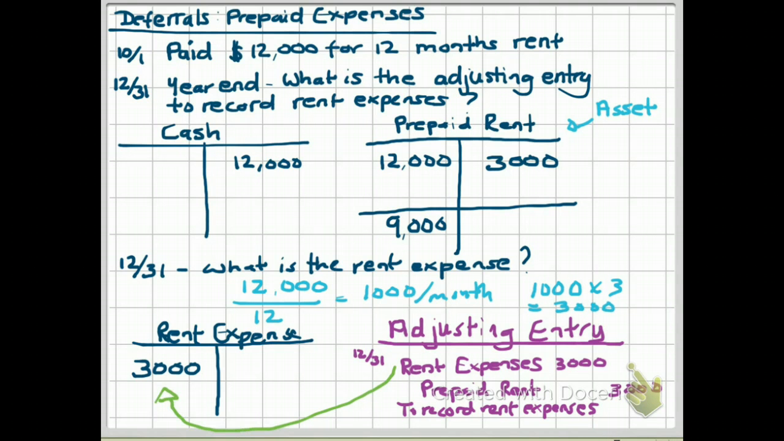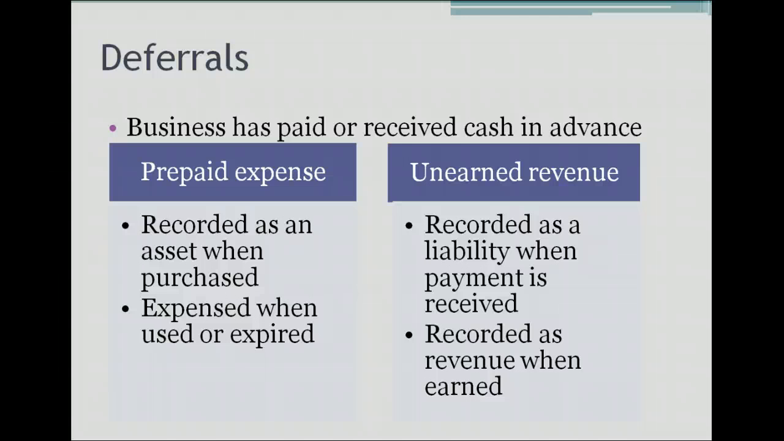Then we're going to post it to the ledger accounts. Remember, even though I show you ledger accounts up front, before we get the numbers to the ledger accounts, we have to prepare your journal entries. So that was the first type of deferral, the prepaid expenses. And you saw how we had to do adjusting entries at the end of the period if we had any prepaid expenses. The next type of deferral is what we call unearned revenue.